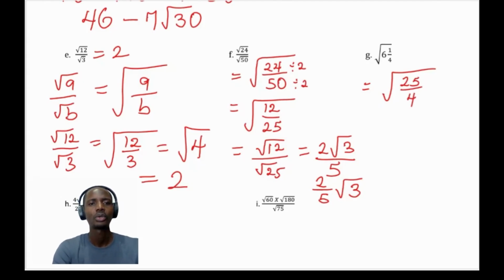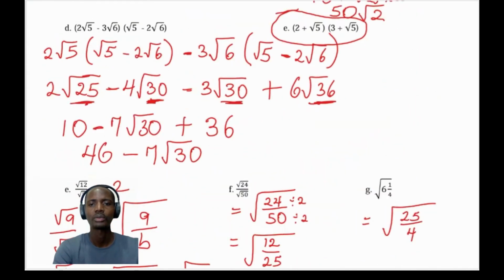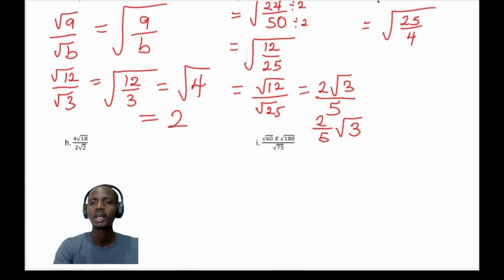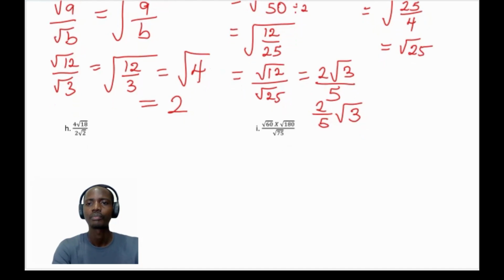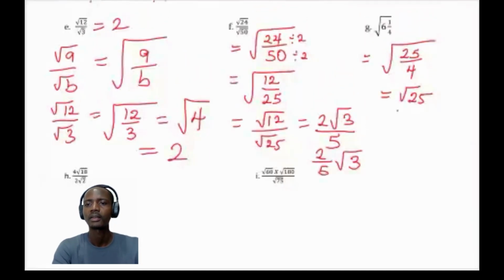Now back to the rule. Remember, back to the rule. So we know that it can be expressed as root 25. It can be expressed as root 25 over root 4.